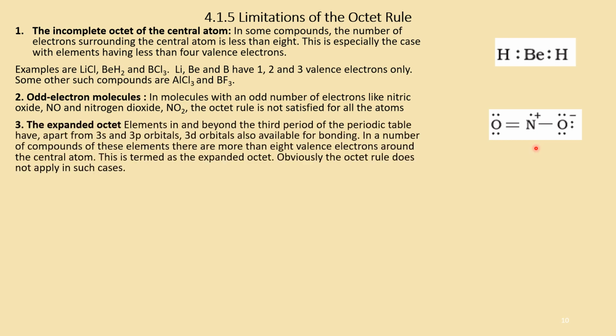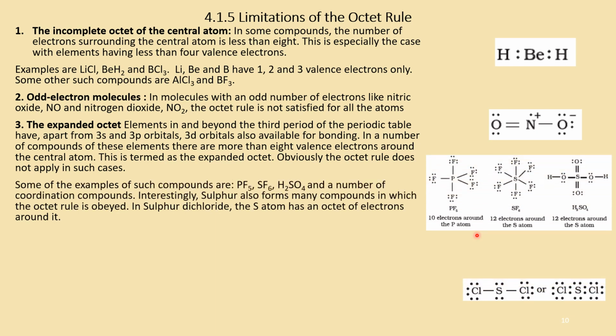The third exception is the expanded octet. Elements in and beyond the third period of the periodic table have, apart from 3s and 3p orbitals, 3d orbitals also available for bonding. In a number of compounds of these elements, there are more than 8 valence electrons around the central atom. This is termed an expanded octet. Obviously, the octet rule does not apply in such cases. Some examples of such compounds are PF5, SF6, H2SO4 and a number of coordination compounds.